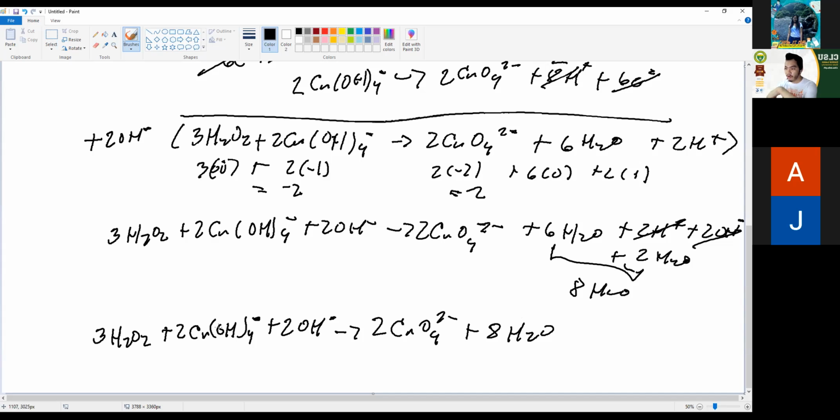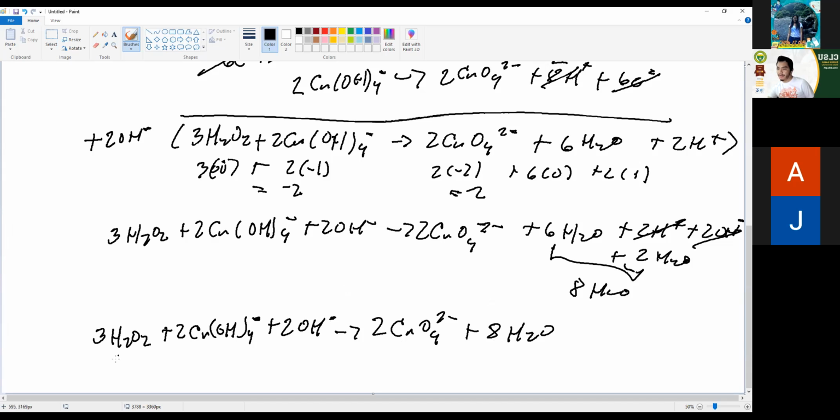So 4 times 1 is 4. Times 2 is 8. So 3 times 2 is 6. 6 plus 8 is 14. So tapos 2 times 1 is 2. Teka, saan na tayo? Oxygen. So 4 times 1 is 4 times 2 is 8. 8 plus 6 is 14. So 2 times 1 is 2. So 16. Tama. Tapos 8 times 1 is 8. And then 2 times 4 is 8. 8 plus 8, 16. So balance lahat ng elements.